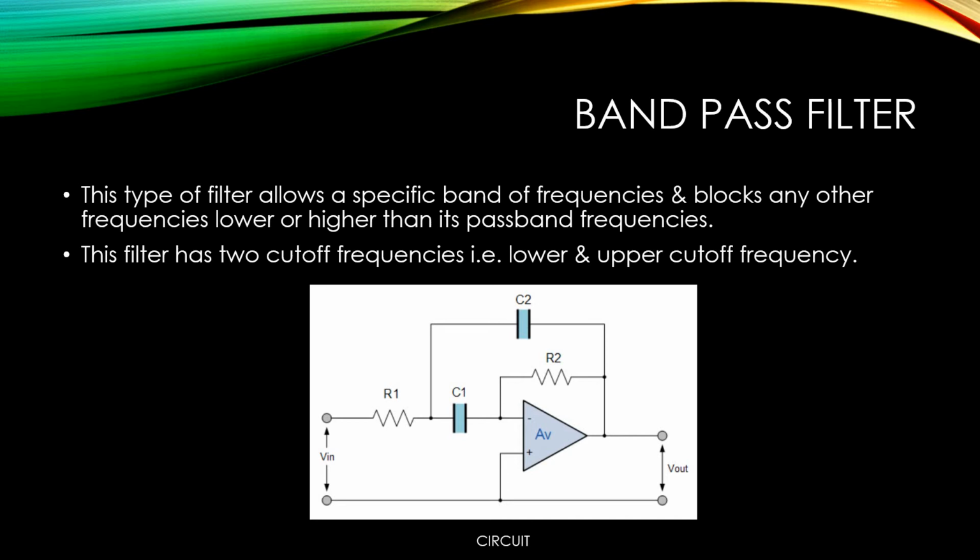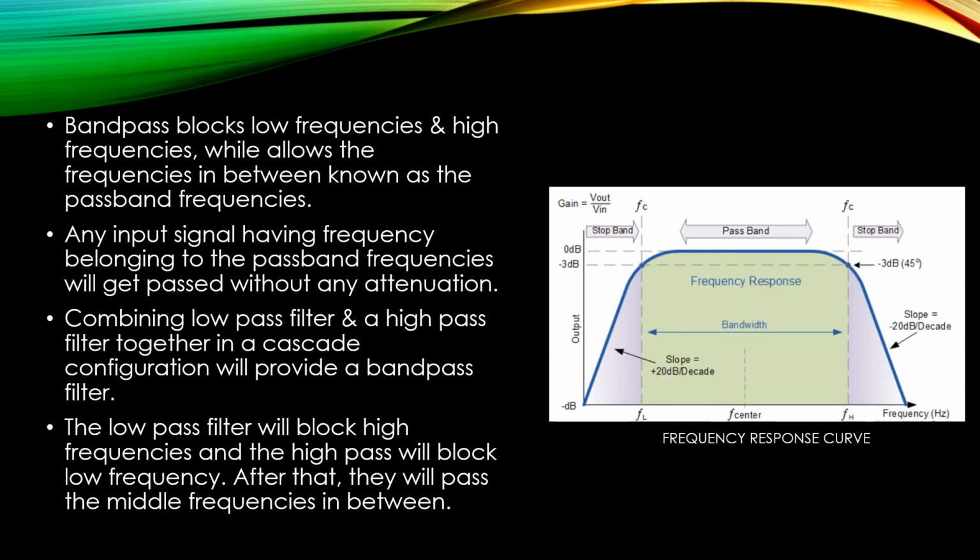Band pass filter. This type of filter allows a specific band of frequencies and blocks any other frequencies lower or higher than its pass band frequency. This filter has two cut-off frequencies, that is lower and upper cut-off frequency. Band pass blocks low frequency and high frequency, while allowing the frequency in between, known as the pass band frequencies. Any input signal having frequencies belonging to the pass band frequency will get passed without any attenuation.